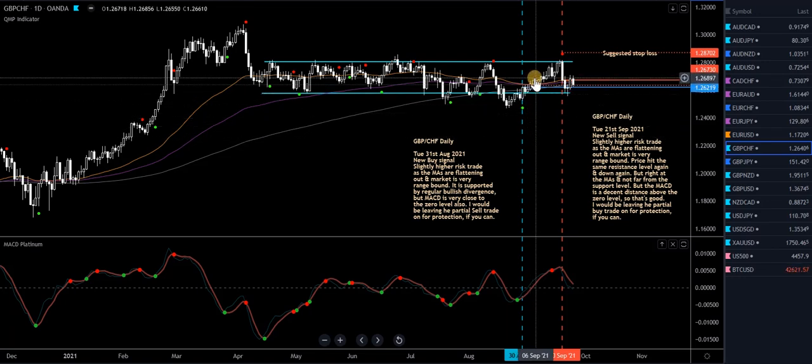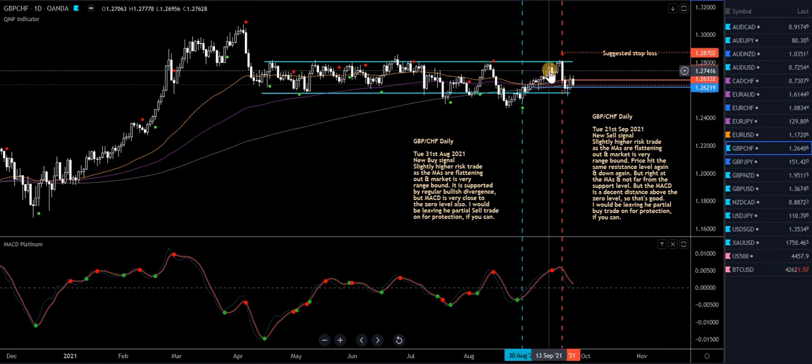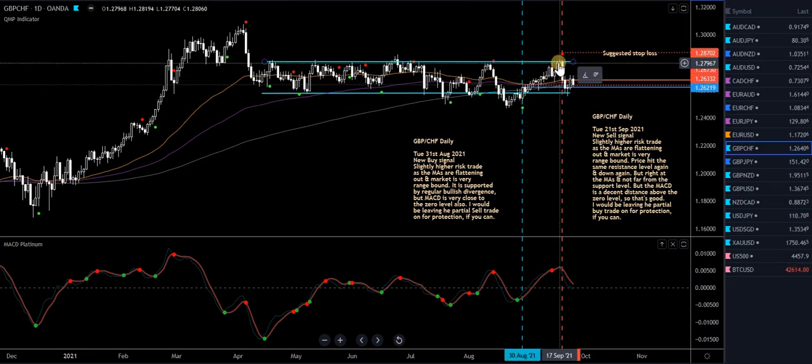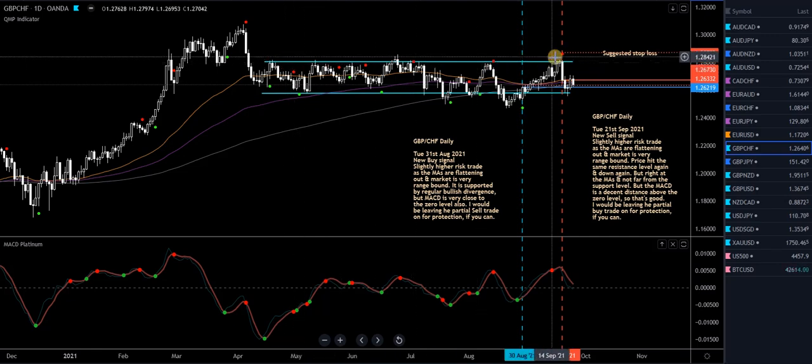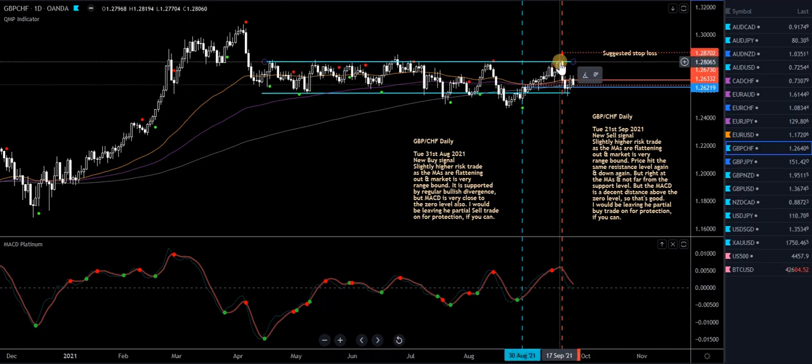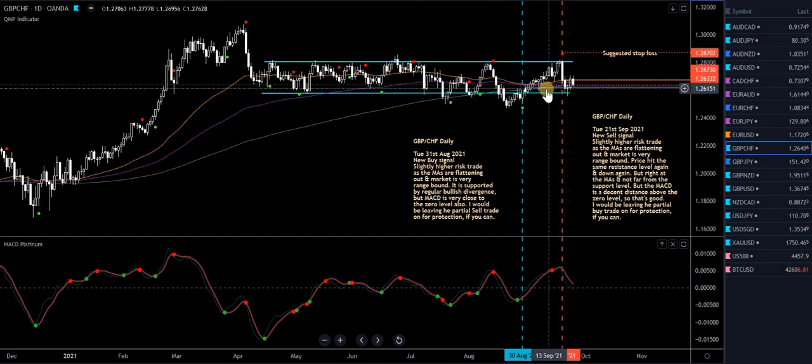MACD Platinum through the zero level. It's up to you what you do. You could have closed half then and brought the stop up. Definitely close half when it hits this high here. Look, it hits this trend line. That's a gimme. Touch it here, touch it there. If you watched the previous videos, you know I've been talking about this. So close half, definitely. Brought my stop right up there, nice and tight.